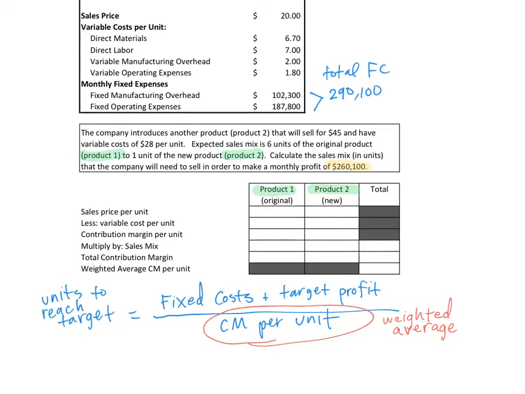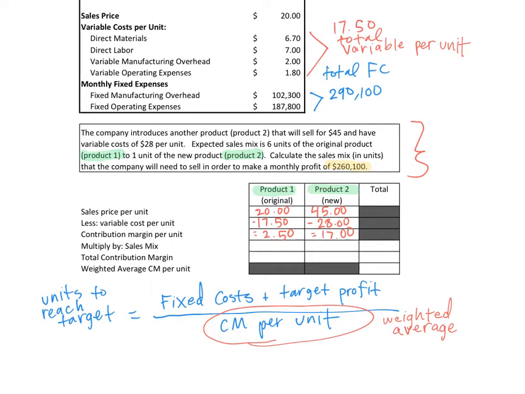So we're going to start with the product 1 column, and I'm going to fill in the information from our data set about product 1. Now I'm going to fill in the new information that I have about product 2 that is in our question. Notice that product 2 has a substantially higher contribution margin of $17 compared to $2.50 for product 1. So that's step 1, is to fill in the information about each product.